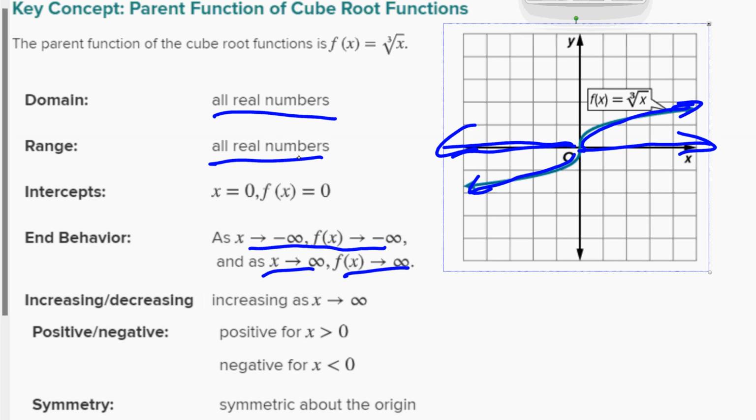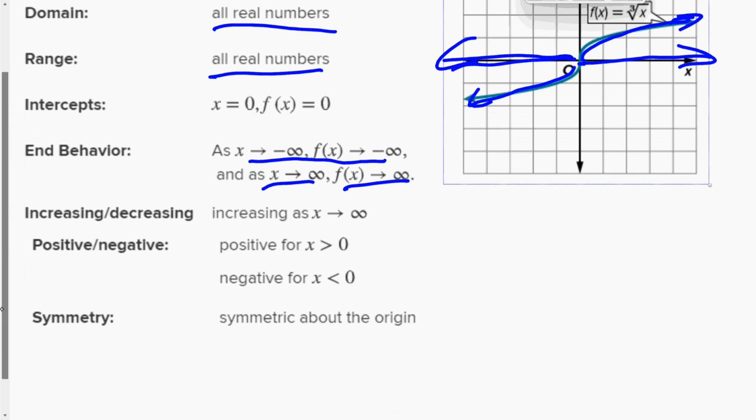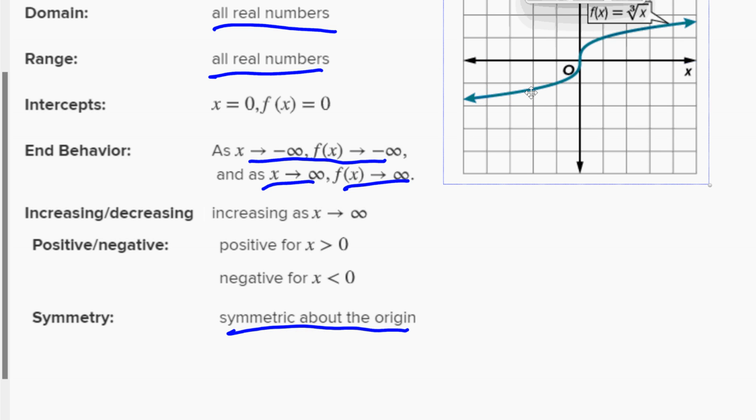Again, the only other identifying things are increasing and decreasing, and symmetric, right? If I just rotate this 180 degrees, then I will have the same image on this side, and that's called symmetric about the origin. So those are the facts about cube root functions. If you're asked to graph these, then your graph should look something like this.